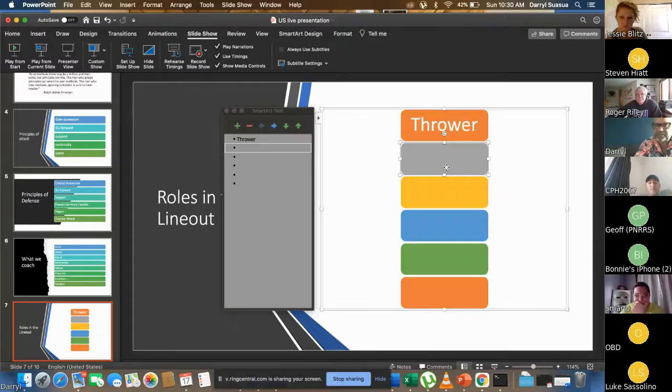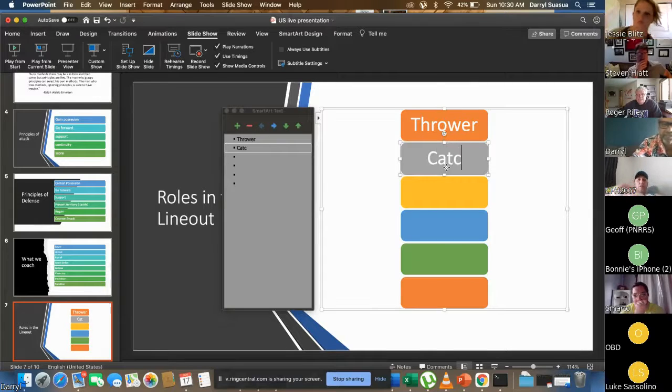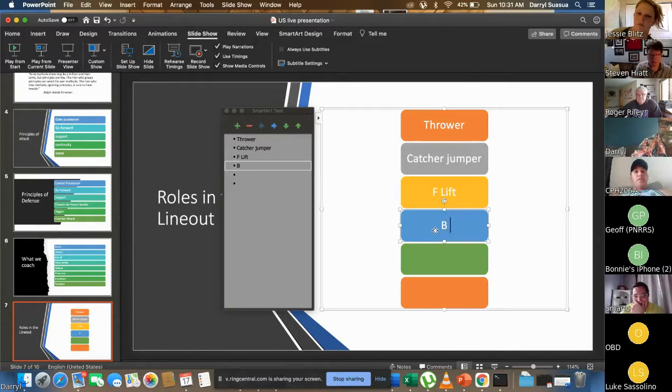So the things we have to coach, the individual roles in the line out: we have to coach the thrower. Just chuck some more in for me there if you can. Catcher. Lifter. Jumper. Yeah, and we'll go front lifter, back lifter. Anything else? Your scrum half, whoever's going to get the ball out. Okay, I'll put distributor there, maybe.